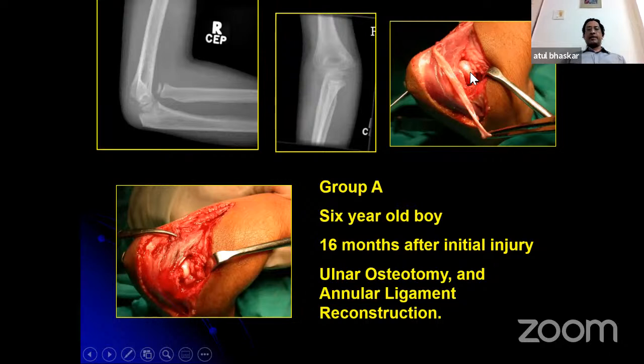And if the child presents late, just like this girl, 16 months post-injury, I would do a lateral slip of the triceps, and you can see this is a lateral slip of the triceps harvested from the triceps fascia, and then it is wound around the radial neck and sutured to itself. So this radial ligament reconstruction keeps the head in place.